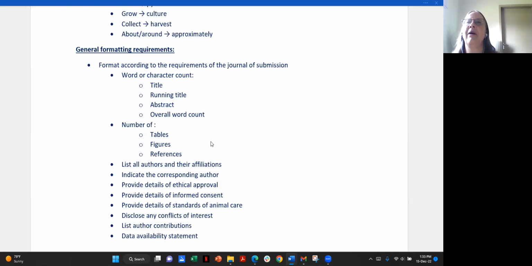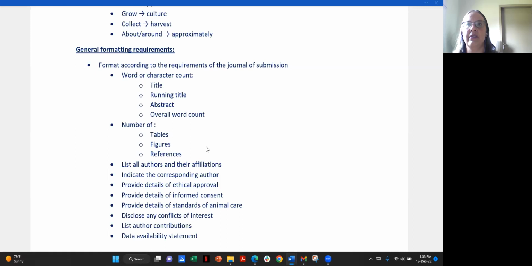The other thing that some of the journals do is they specify the number of references. So unless you're doing a literature review, where there's maybe 100 references, in something like an original article, if you list 100 references, that's going to be way too many.